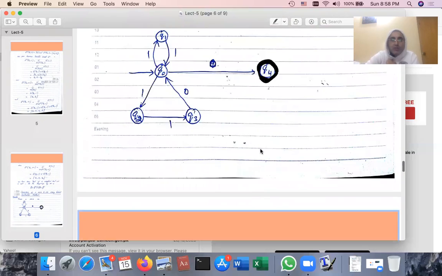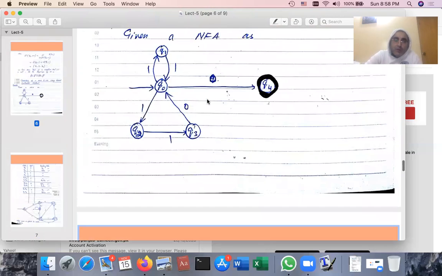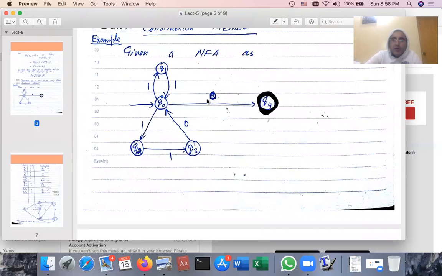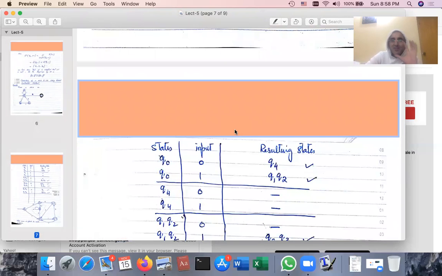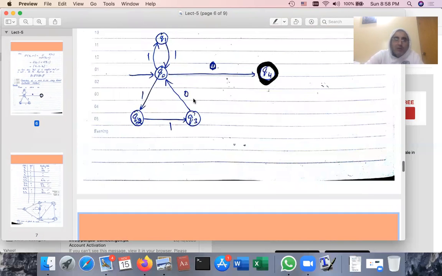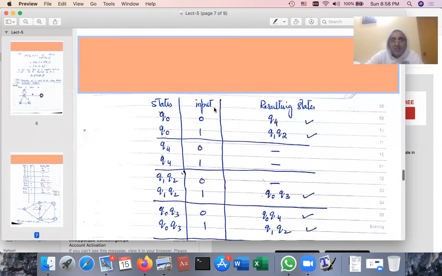Now we have to draw the transition table, but with a different concept that you have studied in your FAs. After looking over this diagram, you have to draw the transition table with states, input symbols, and resulting states. It's very similar to the transition table that you have studied in previous lectures.